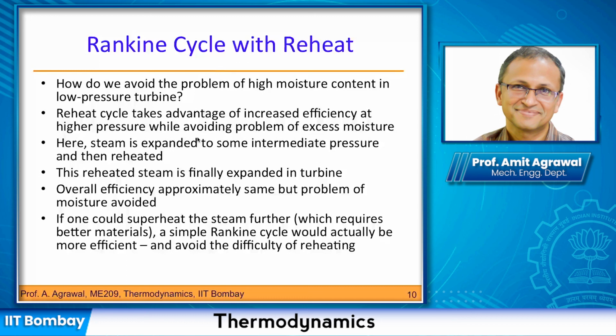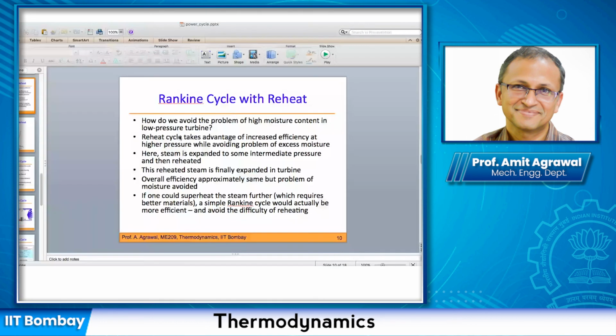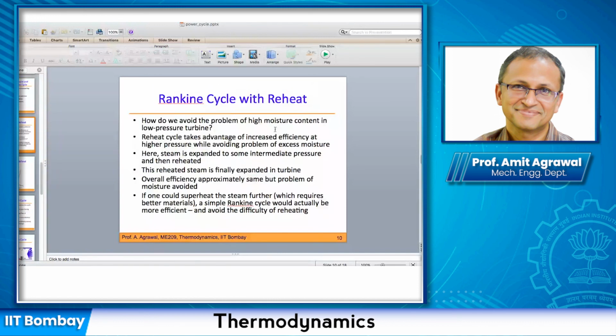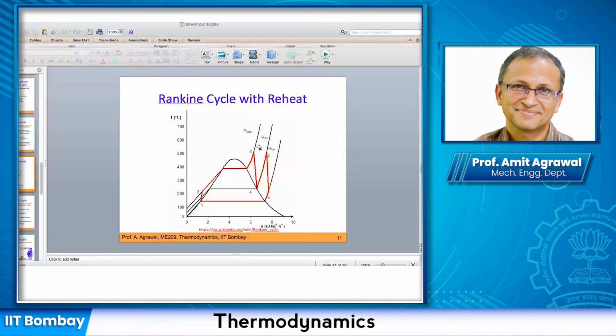Of course, one can ask the question, instead of reheating, if we had added the same amount of heat in this part of the cycle itself and then taken it back. So whatever heat has been added from 4 to 5, if that heat were added at 3 and continued with that to some other level, and then brought it back, how would things change? So any guesses?